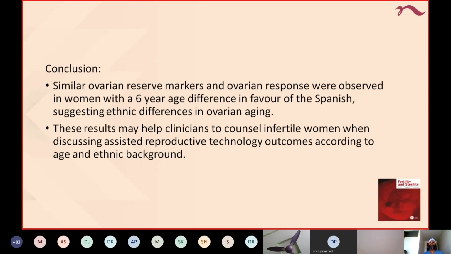So these results help clinicians to counsel infertile women when discussing ART technology outcomes, especially based on age and ethnic background. Especially when we read the books written by foreign authors, we cannot take it verbatim from there and apply it on Indian women, because in Indian women there is an ethnic difference, as far as ovarian aging is concerned. So please remember, when you are counseling, don't counsel based on what the Western counterparts are saying, because our Indian woman's ovarian aging is 6 years earlier.